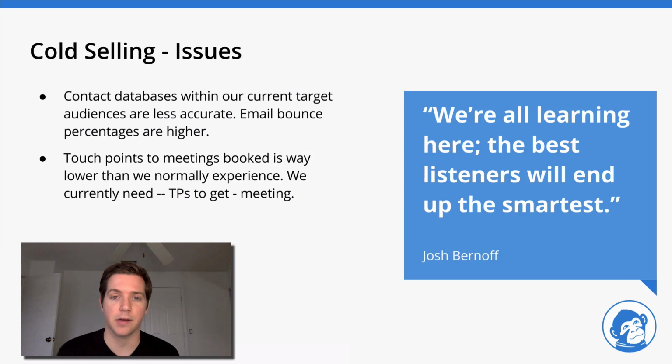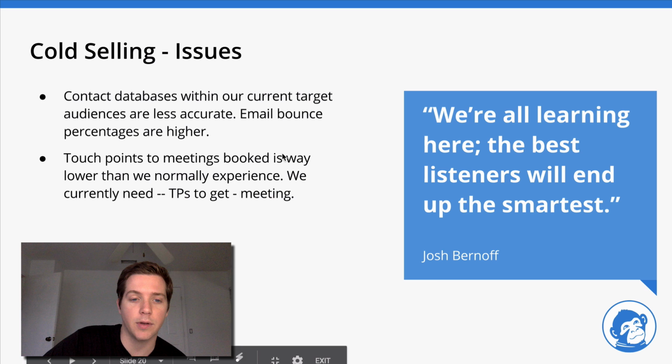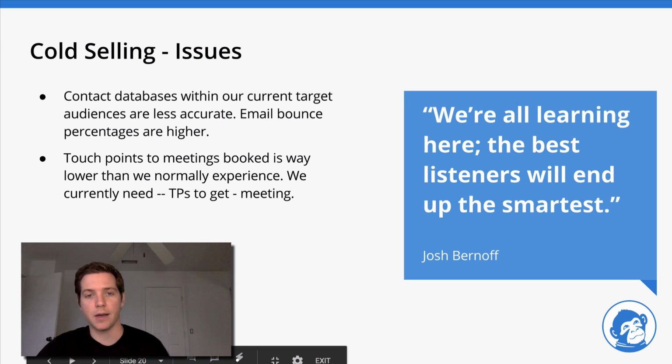The next part of this presentation is where we went through the issues we had while we were trying to make it work. So the general setup is what happened, what were the issues, and then what were the lessons. Here are the issues that we had. Contact databases within our current target audience were less accurate. Email bounce percentages were high. Touch points to meeting booked is way lower than we normally experience for this client. And then we currently needed this many touch points to get this many meetings. That was one of the main issues with this account.